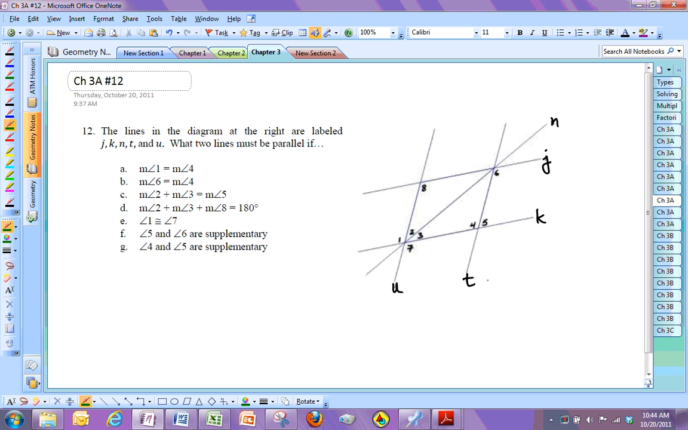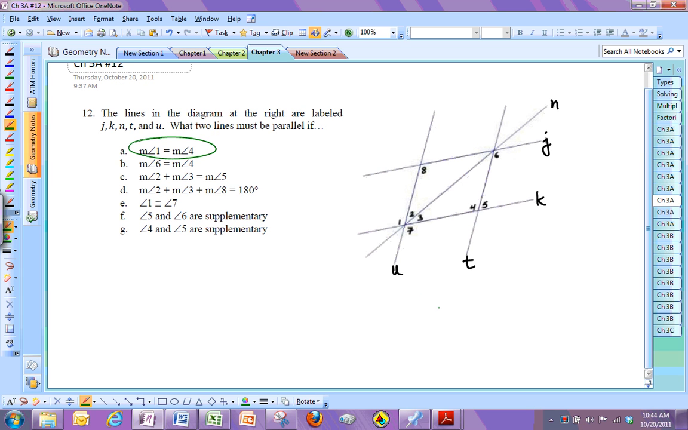So the first part is we're going to look at angles 1 and 4 and pretend that they're definitely equal. And if they are equal, then they may force a couple of lines to be parallel. So how do we get parallel lines? Well, let's think about that. There are 5 ways of getting them.